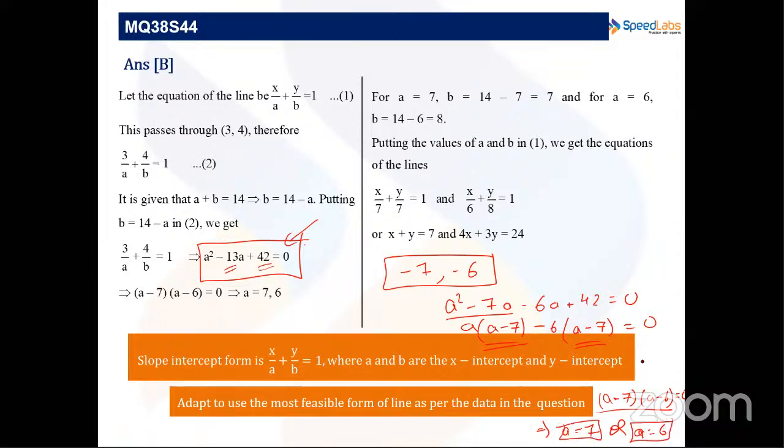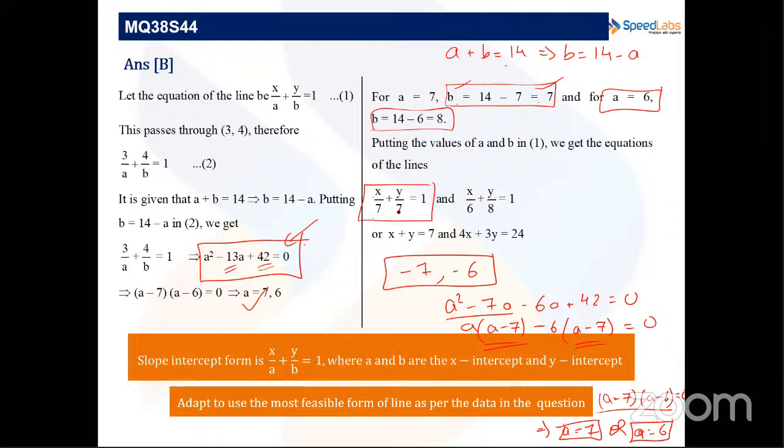So first of all, we will put a equals to 7 and find the value of b. We know that a plus b equals to 14, so b is 14 minus a. So b is 7, substituting the value of a as 7. And again, on substituting a equals to 6, we will get b equals to 8. So our two equations will be x upon 7 plus y upon 7 equals to 1, and in the second it will be x upon 6 plus y upon 8 equals to 1.